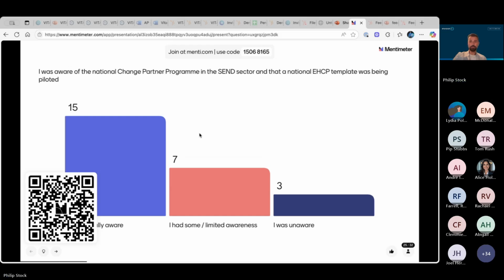Okay. We can see there is a split across, the majority aware, some with limited awareness. We will send the outcome of all of these Menti slides with the slide deck as well, so you will get these.